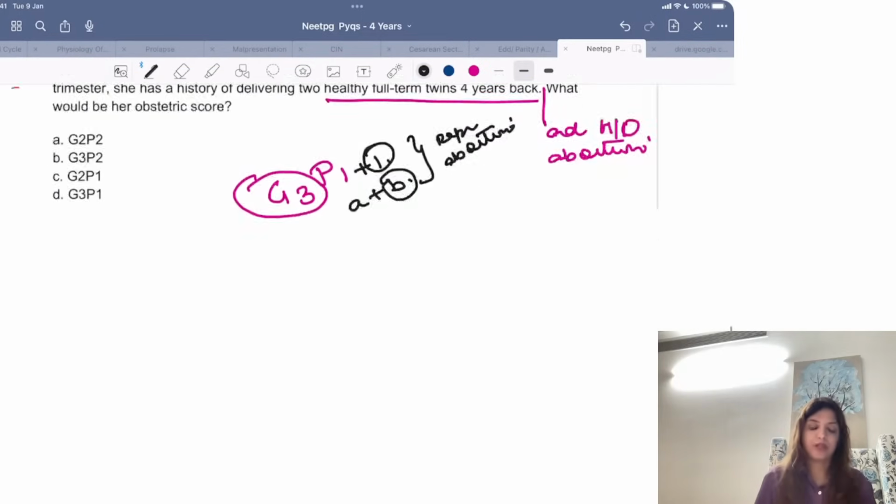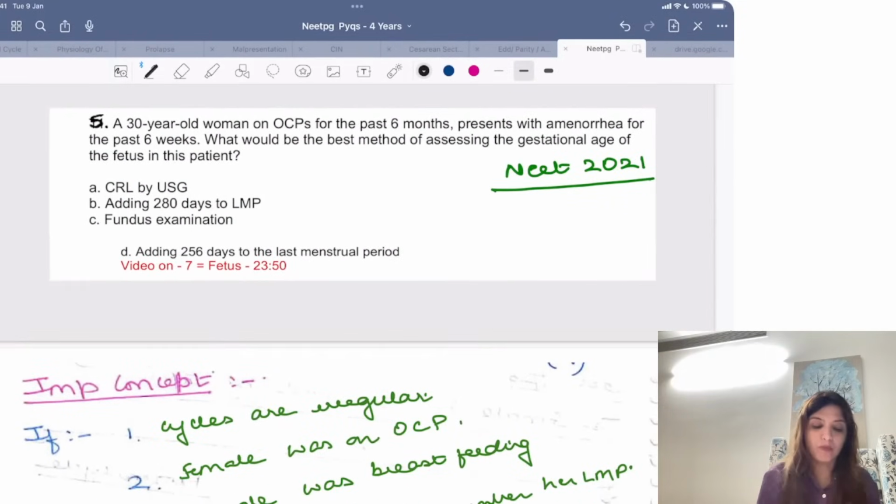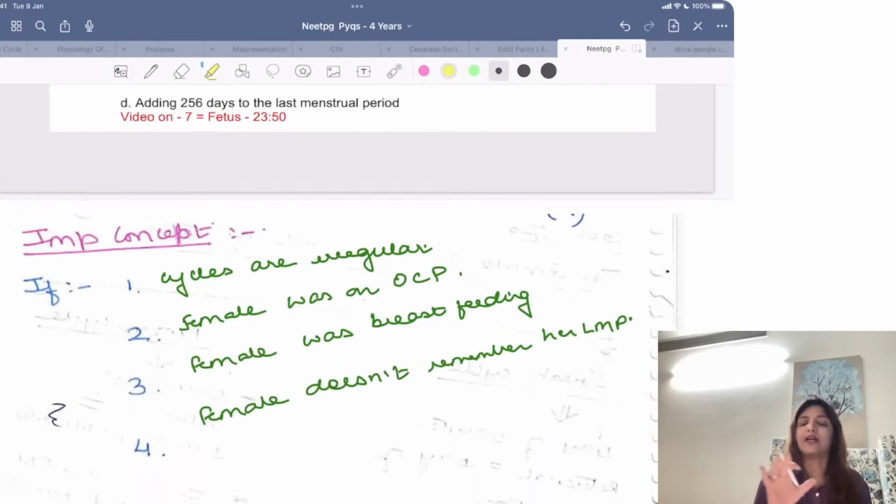Right? Okay. Now comes a 30-year-old woman on OCPs for past 6 months presents with amenorrhea for past 6 weeks. What would be the best method of assessing gestational age? See, the best method of assessing gestational age is always clinically by using Naegele's formula. But then in 4 conditions, you do not use Naegele's formula. In these 4 conditions, you rely on ultrasound. What are those 4 conditions?